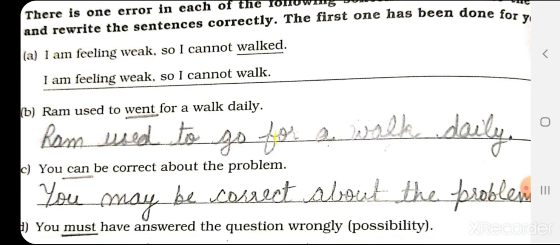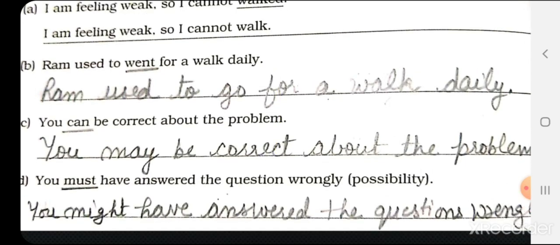The next one, students. You can be correct about the problem. So underline modal can. We should write down here may. Okay. You may be correct about the problem. Then students, next one. You must have answered the questions wrongly. For possibility, we use modal might here. Underline modal must and write down here might. You might have answered the questions wrongly. Like this, students, you can complete this worksheet.